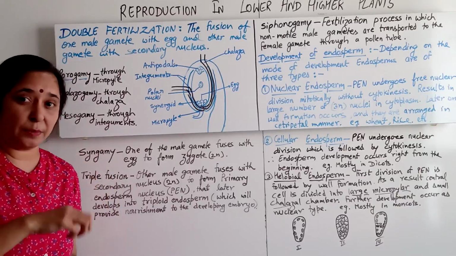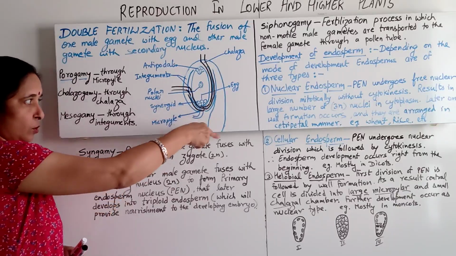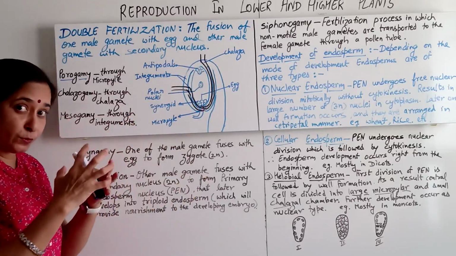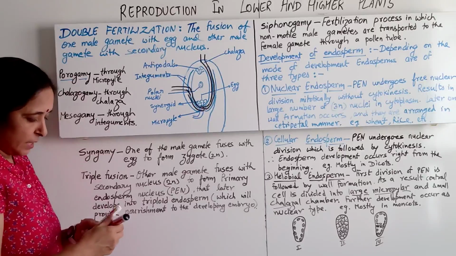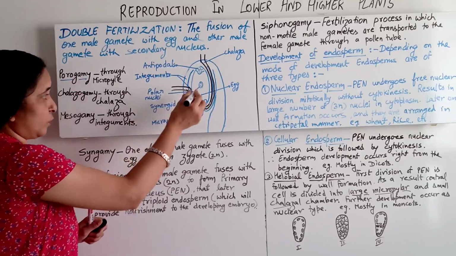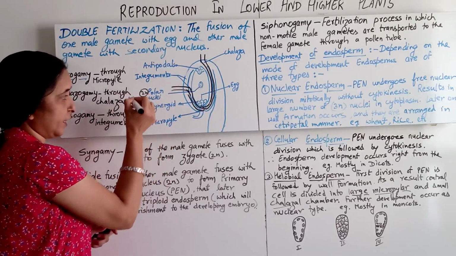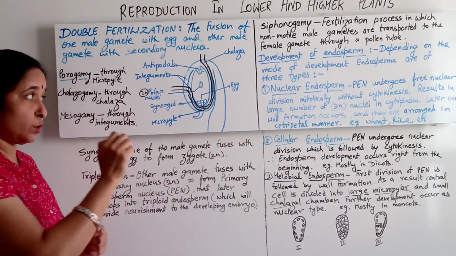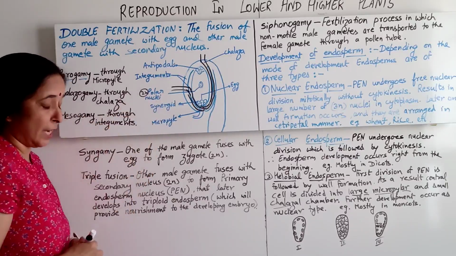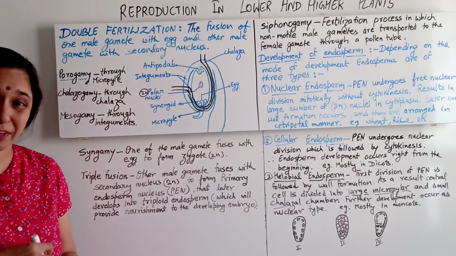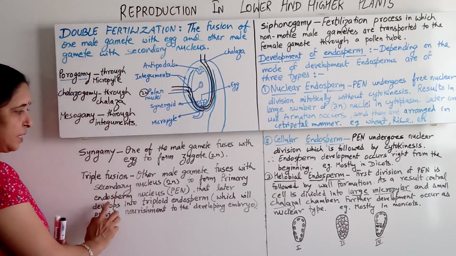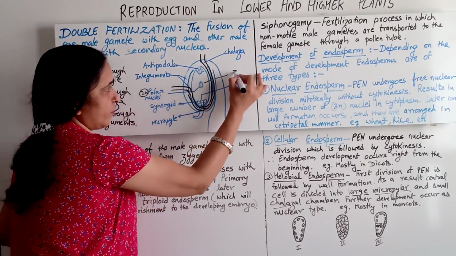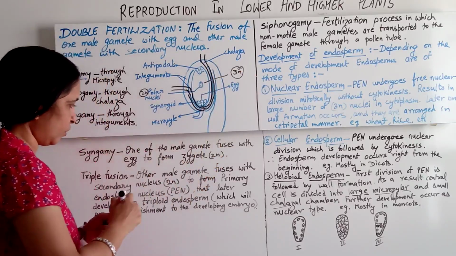Now another male gamete also enters and moves further, and that fuses with the secondary nucleus. This polar nuclei or secondary nucleus is already in the diploid condition. So a single haploid male gamete fuses with the diploid polar nuclei, and then it forms the triploid endosperm. After the fusion, it will be 3n, triploid. Now look here.